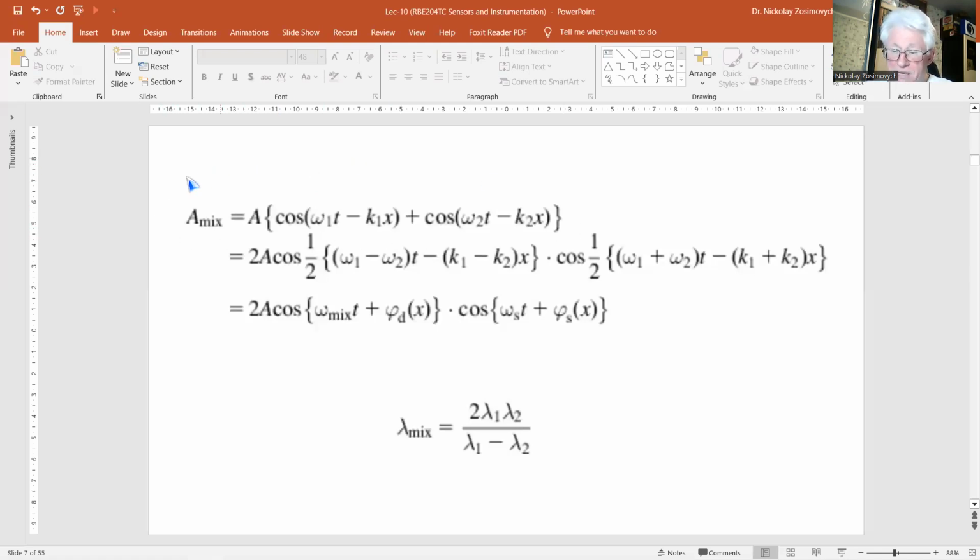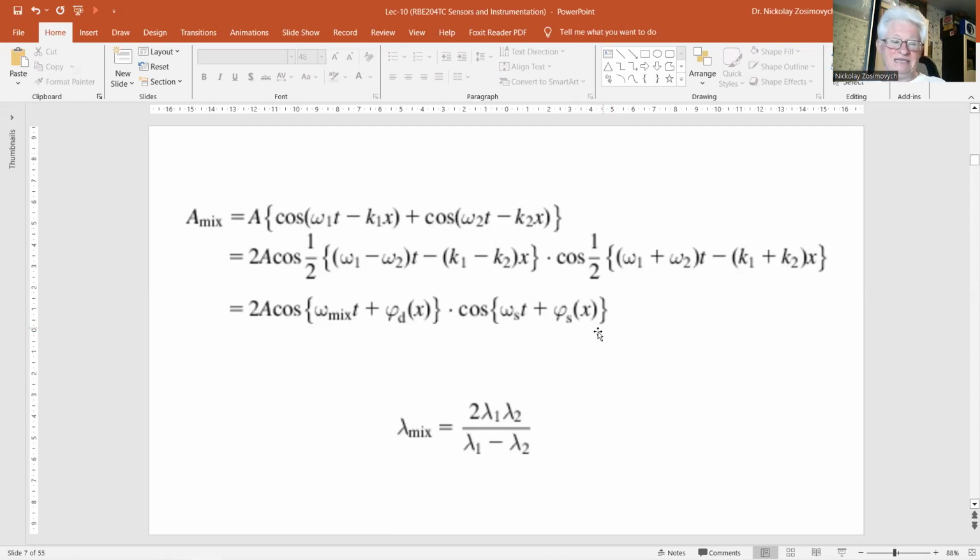So R is proportional to A cosine omega 1 t minus k 1 x plus cosine omega 2 t minus k 2 x. According to the simple transformation you may see in the second row, we can get this final expression. R will be proportional to A cosine omega min t plus phi min from x, times cosine omega sub s t plus phi sub s from x.